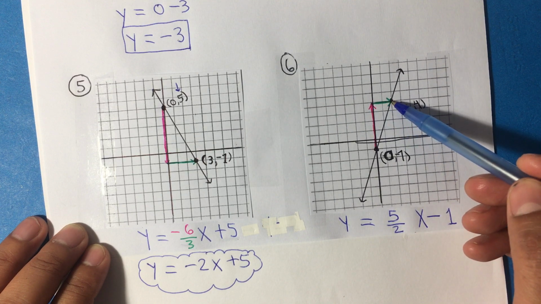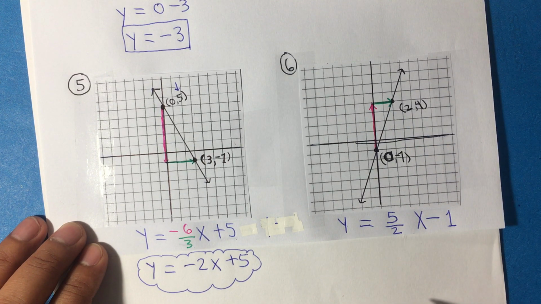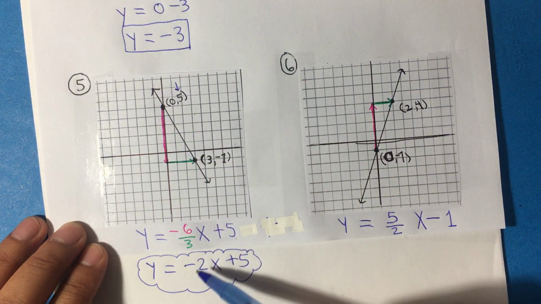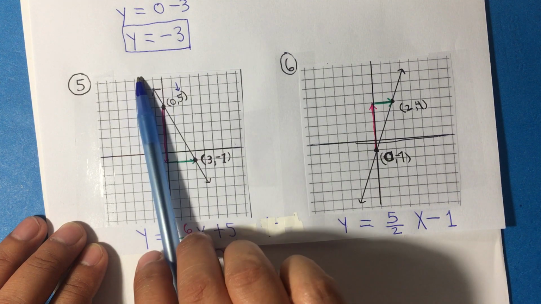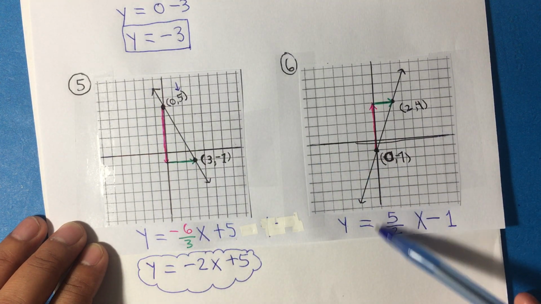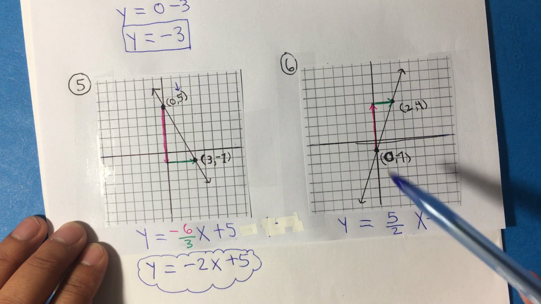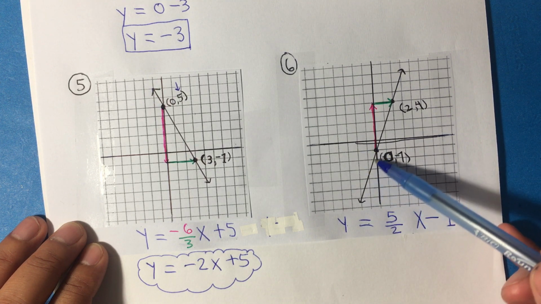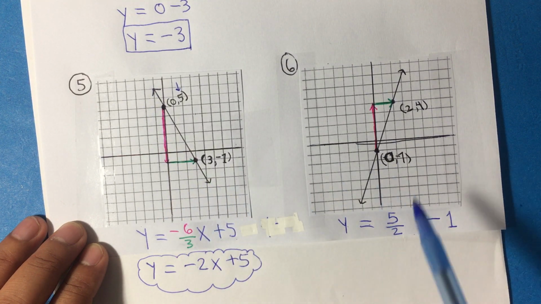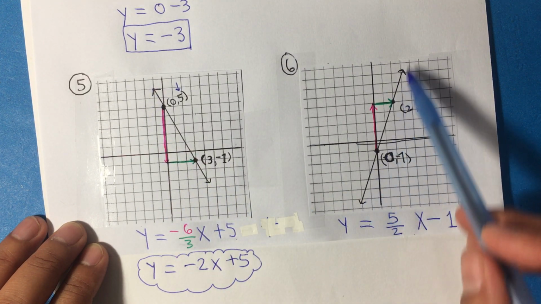We always have the initial point, which is -1, and then go 1, 2, 3, 4, 5 spaces up and 2 to the right. Something else that we learned in the previous lesson is that by looking at the line, when you have a negative slope from left to right, the line goes down. And when you have a positive slope from left to right, my line goes up. Negative slope, negative line. Positive slope, positive line.